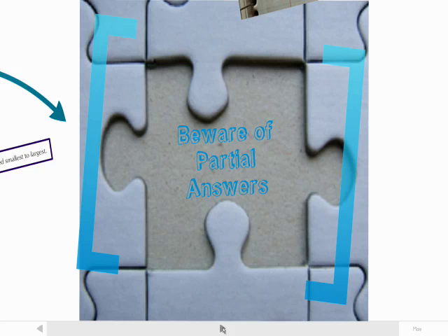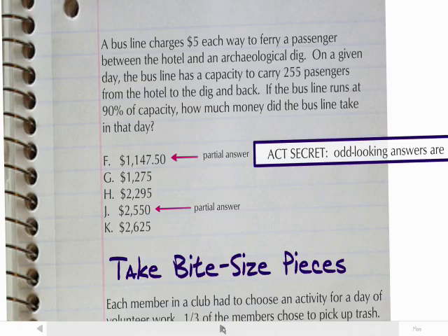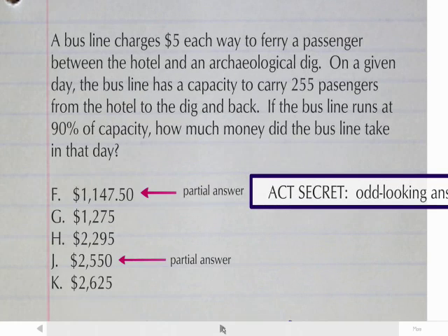Beware of partial answers. Partial answers are trick answers that will try to get you to select that answer choice rather than completing the steps needed in the problem. So something might look right and you might really want to go for it, but you may not have gone through all the steps necessary.